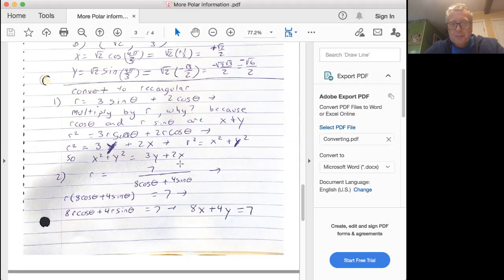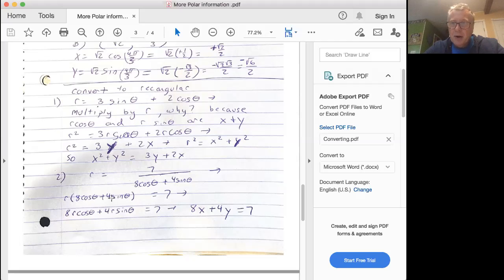Another example, this one looks a little messier, but we think about how we solve equations in rectangular form. We get rid of the denominator by multiplying both sides by the denominator. We do the same thing here. We're going to get rid of the 8 cosine theta plus 4 sine theta in the denominator by multiplying it by both sides. When we do that, it cancels out here, giving us just the 7. Over here, we have r times the quantity 8 cosine theta plus 4 sine theta.